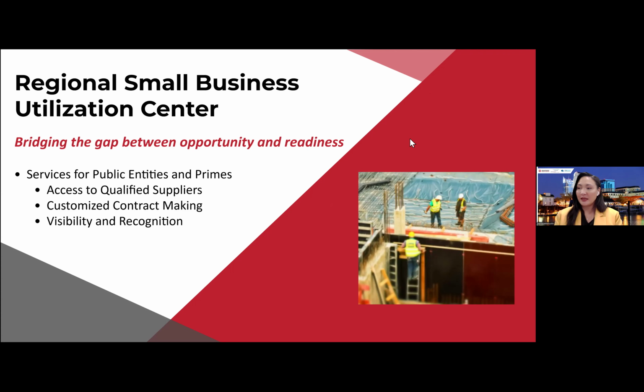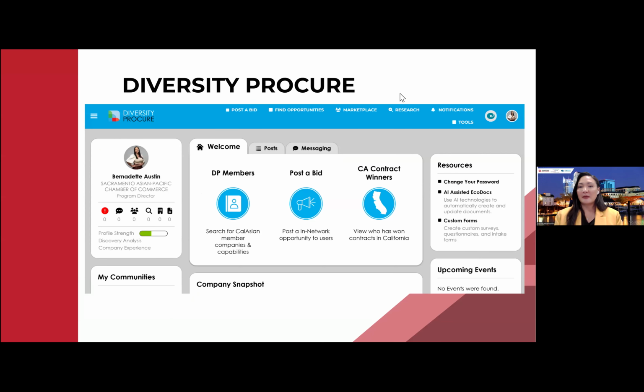So you heard about the plan room. We also have available through Sacramento Asian Chamber Diversity Procure. So this is a national platform, but we have it tailored to work locally. So you can see this is a screenshot of the profile that I have set up. As I mentioned, if you can set up a LinkedIn or Facebook profile, you can definitely set this up. It is very user friendly. And then in here, you can get a sense of what are some of the resources available.